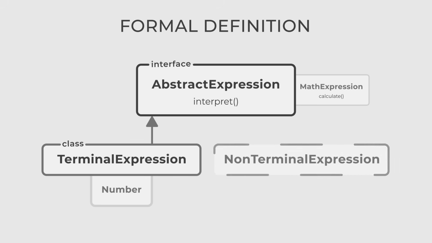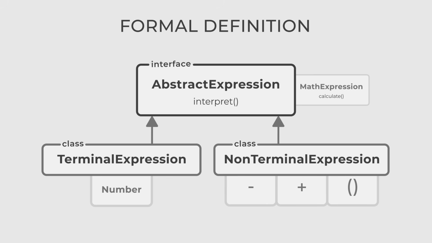The last one, non-terminal expression, is also a subclass of abstract expression that implements the interpret method for non-terminal characters in the grammar. It usually combines and interprets multiple terminal and non-terminal expressions. In our example, non-terminal expressions are plus expression, minus expression, and brackets expression.